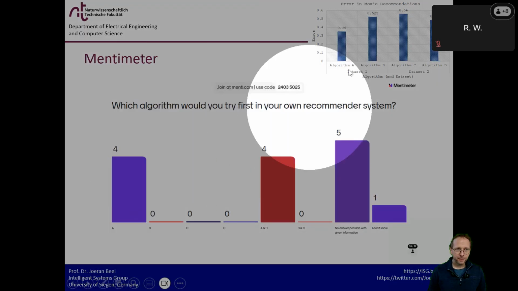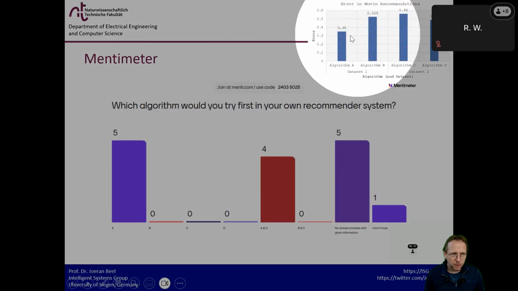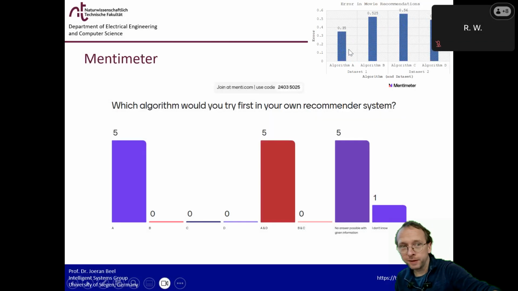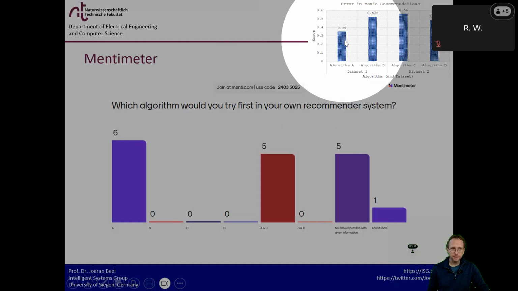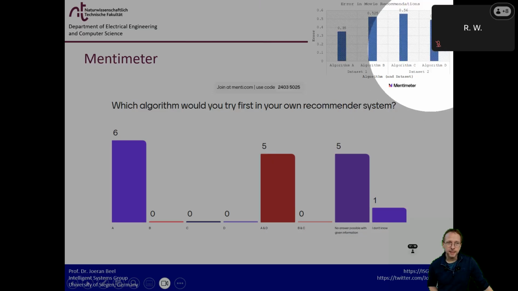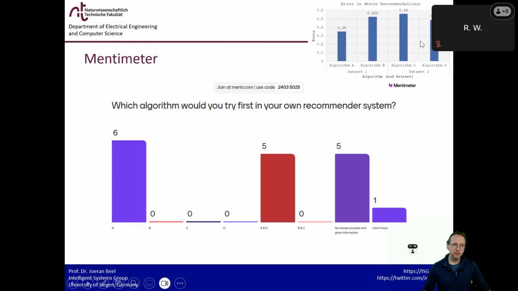Algorithm A. Good, so first of all, presumably all of you realize that the lower is better. That's the first important thing you always should do: look at the metric. Is it higher better or is it lower better? So we're talking about error, so lower is better. One person chose algorithm A. Many people chose no answer possible. And then people chose A and D. I think it's pretty intuitive why some people said A or A and D.